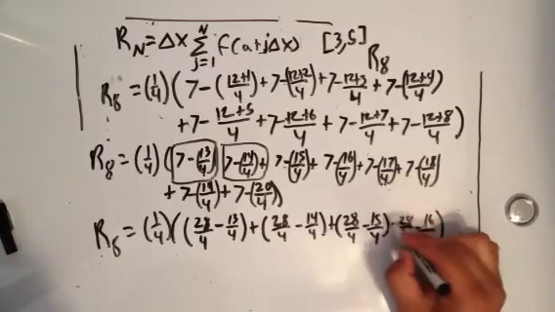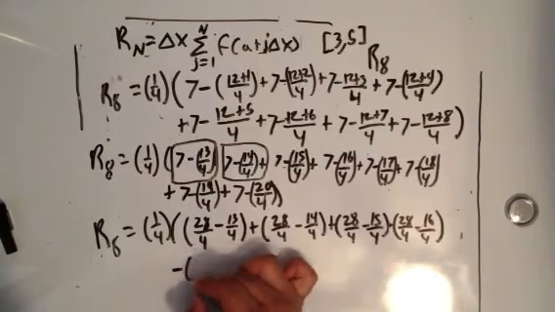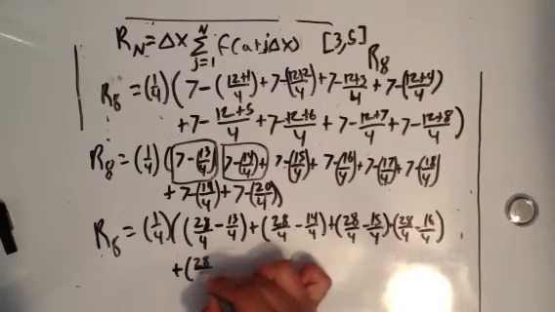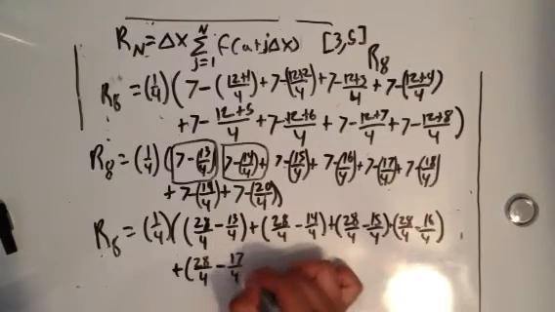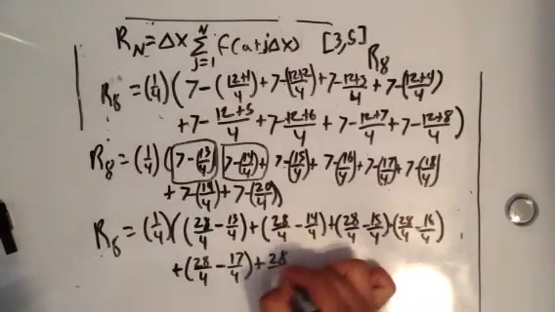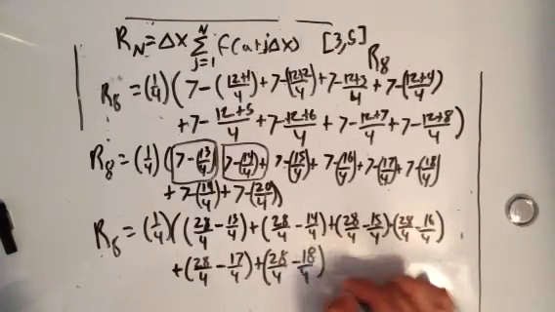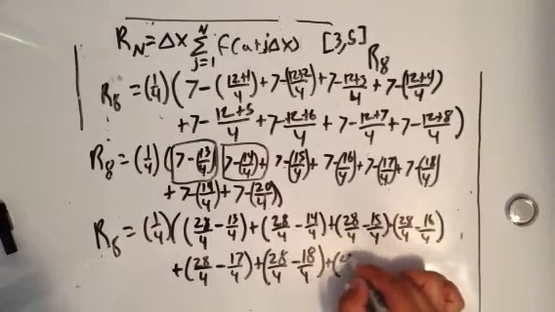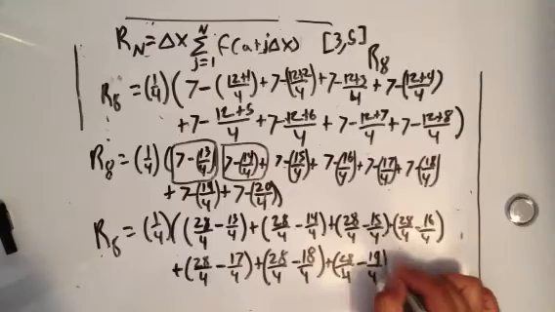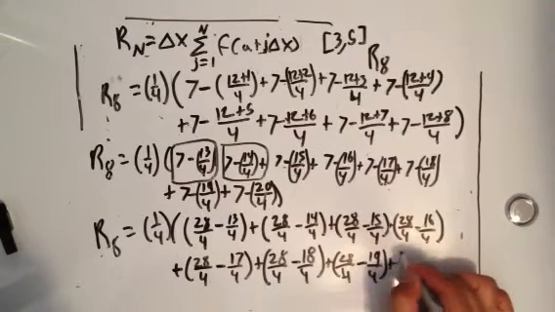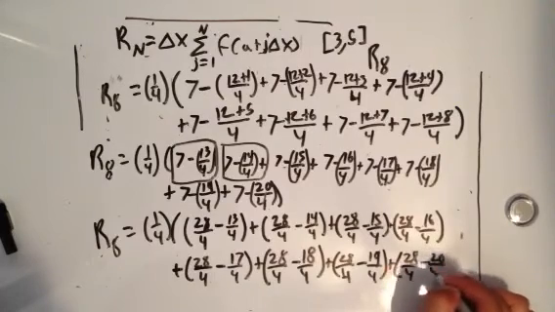They said arithmetic is usually where people get things wrong. Plus 28 over 4 minus 17 over 4 plus 28 over 4 minus 18 over 4 plus 28 over 4 minus 19 over 4 plus 28 over 4 minus 20 over 4.